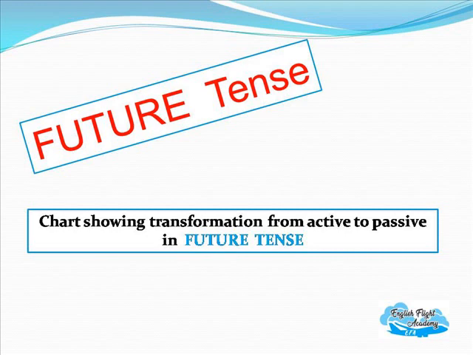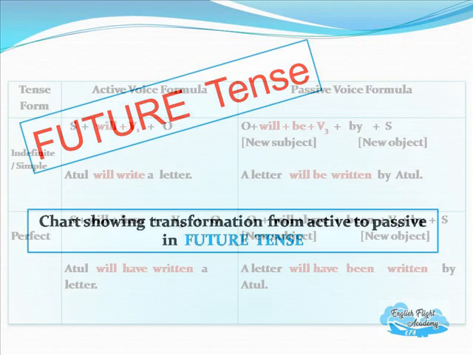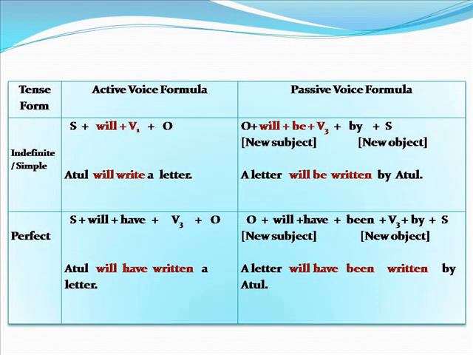So now in future tense, the chart showing transformation from active to passive in future tense. In future tense, only two tenses can be converted from active voice to the passive voice. Simple future: subject plus will plus verb 1 plus object, and in passive voice it will be object plus will be plus verb 3 plus by plus subject. Atul will write a letter becomes a letter will be written by Atul. And in future perfect it will be subject plus will plus have plus verb 3 plus object. Atul will have written a letter becomes a letter will have been written by Atul.